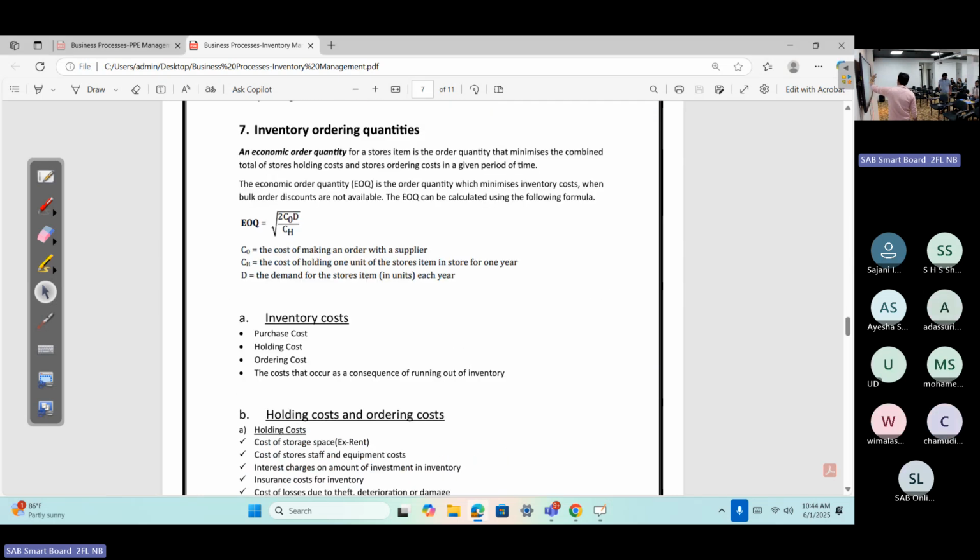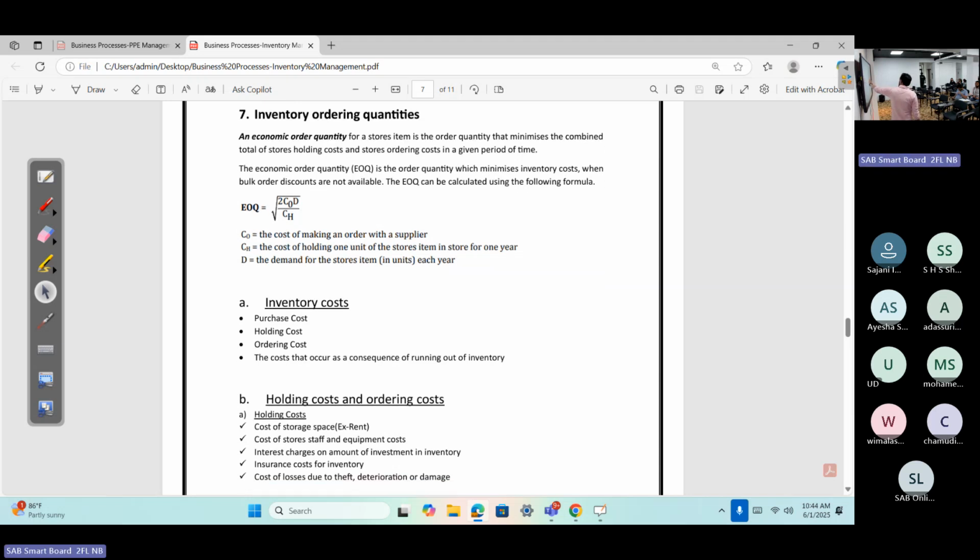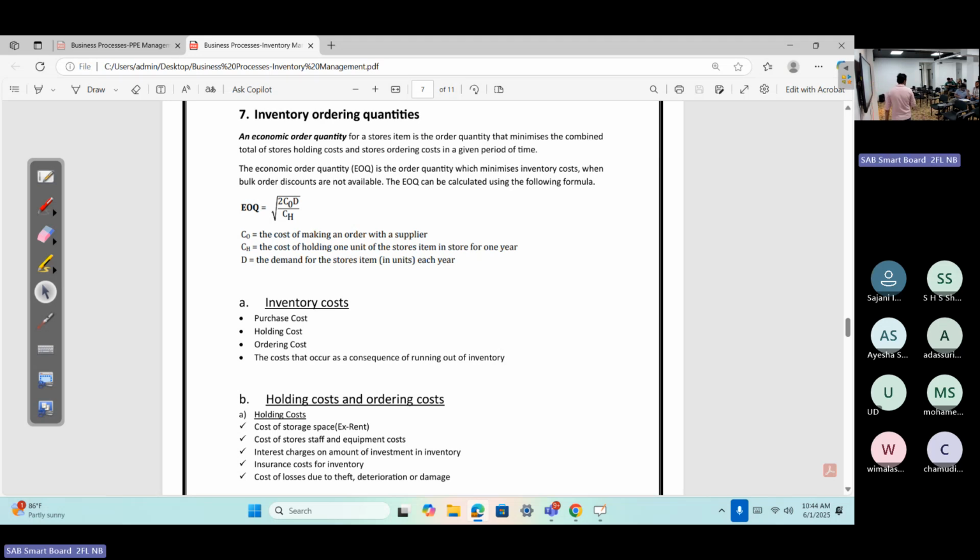So how will EOQ be determined? It's a formula, the economic order quantity. In an organization, they should compute it using these variables. What are the variables? Cost of making an order, cost of holding one unit, holding cost, ordering cost, and demand. How much demand I have, how much ordering cost I should incur per order, and if I purchase this much of items, how much holding cost I should incur. These are the variable factors involved in EOQ determination, to ascertain the EOQ quantity.